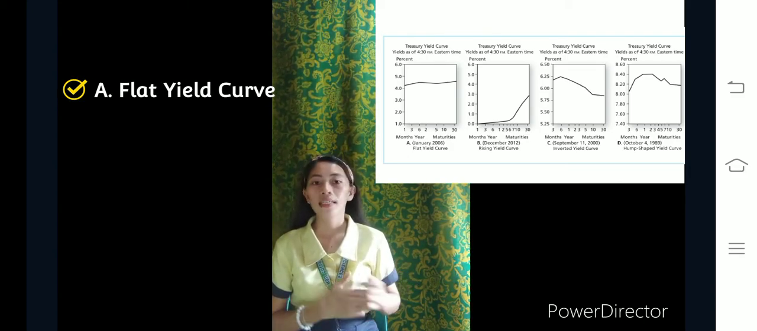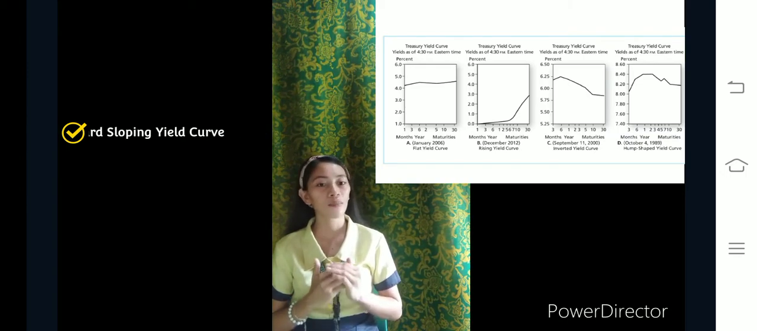In panel A is the almost flat yield curve in early 2006. It happens when all maturities have similar yields. In panel B is the more typical upward sloping yield curve or normal yield curve from 2012. That's when a long-term interest rate is higher than a short-term interest rate. For example, when you lend your money for a longer period of time, you expect to earn a higher compensation for that.